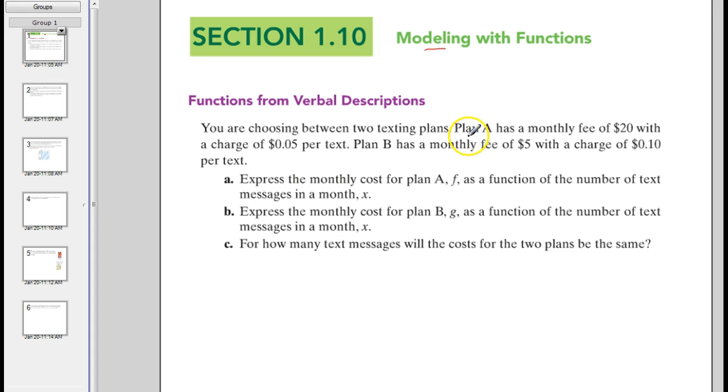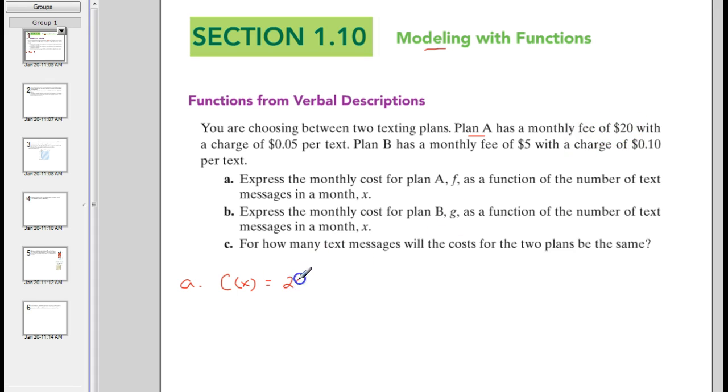So this is a texting plan. This one has this fee and 5 cents per text. This one has $5 fee and then 10 cents per text. So we're wanting to come up with, for part A and B, the cost for each plan. So for part A, plan A, we have a monthly fee of $20. So I'm going to do cost of x. All right. The cost here is $20.